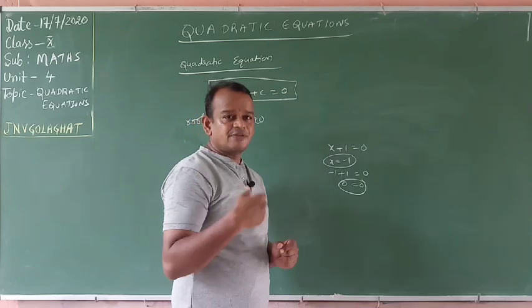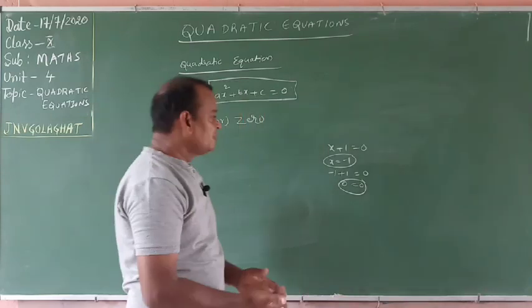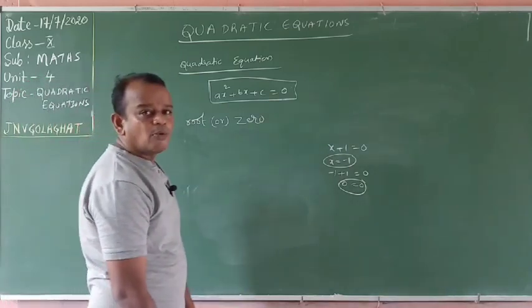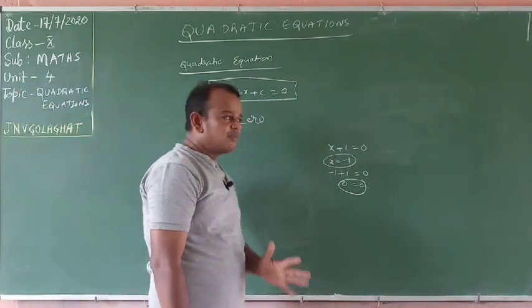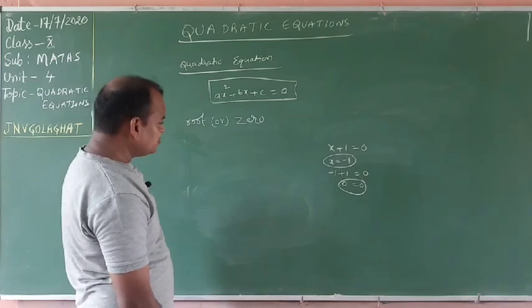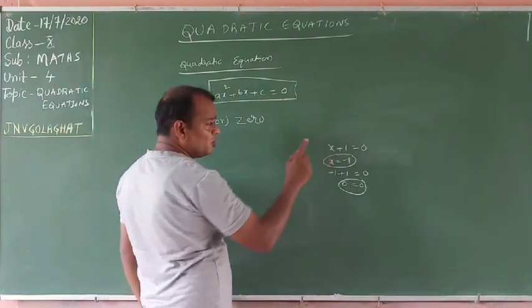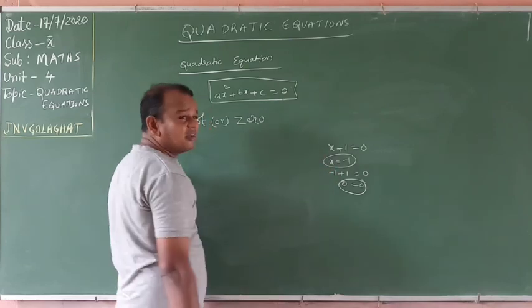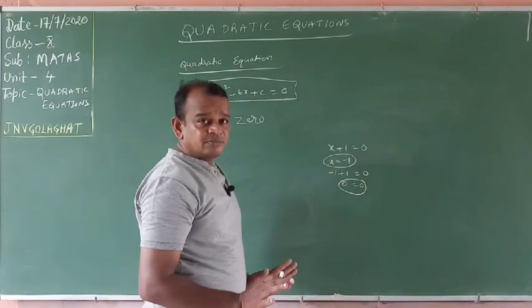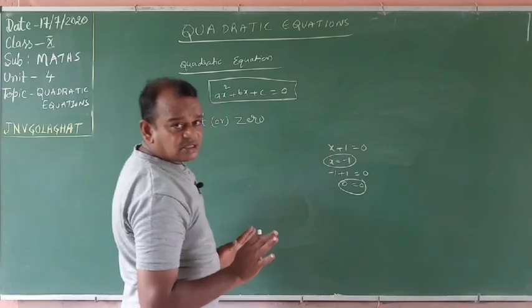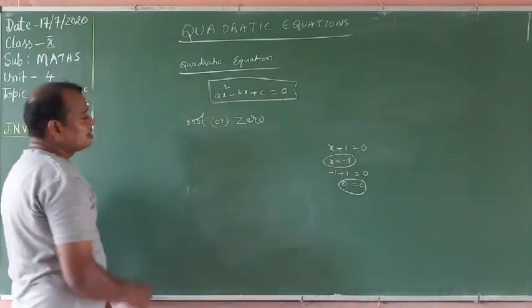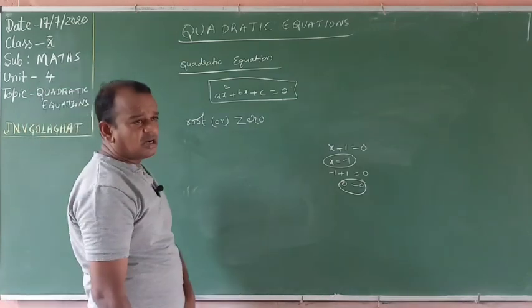The value of x which satisfies the given equation is called a root or zero of the polynomial. For suppose a linear polynomial means only one value must satisfy the given equation, at most one value. Okay. Now for suppose we can take the quadratic equation or quadratic polynomial.